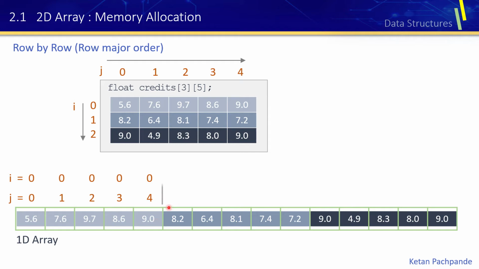Similarly, here is the second row. From the index point of view, it is the first row that starts. So for i value 1, j value goes from 0 to 4 one more time. And similarly, for the third row, the i value is 2 and the j value varies from 0 to 4.